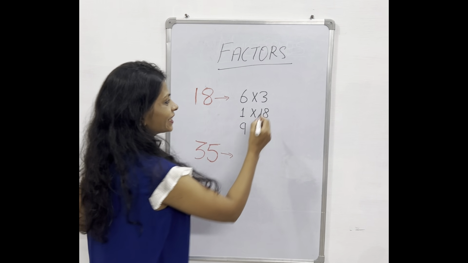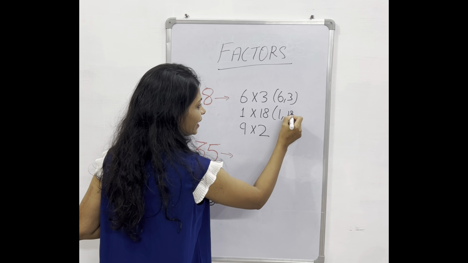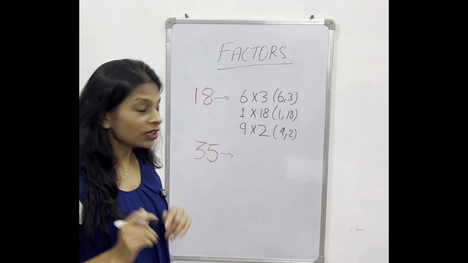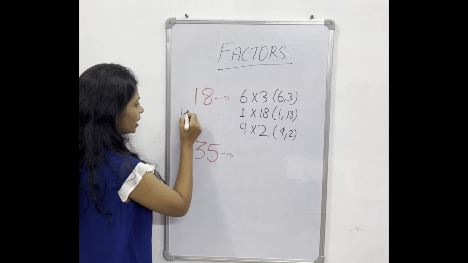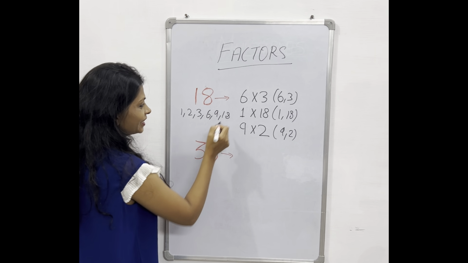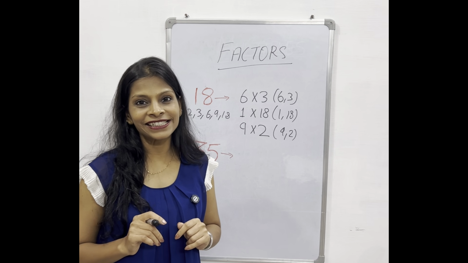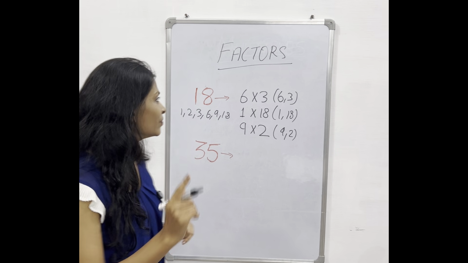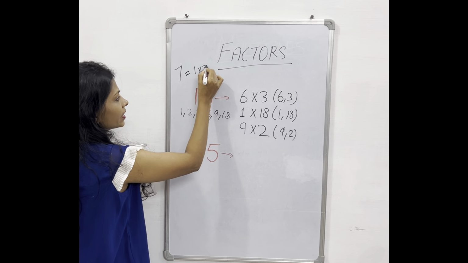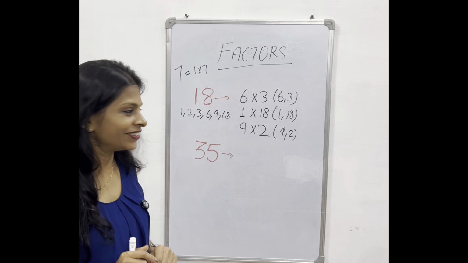These can also be called factor pairs because these numbers multiplied give 18, and therefore these are the factor pairs of 18. And all the factors of 18 are 1, 2, 3, 6, 9 and 18. Remember, every number has a factor of 1 and the number itself, even if it is a prime number. Let's say I have 7, and 1 times 7 is 7. Therefore, 1 and 7 are the factors of 7.